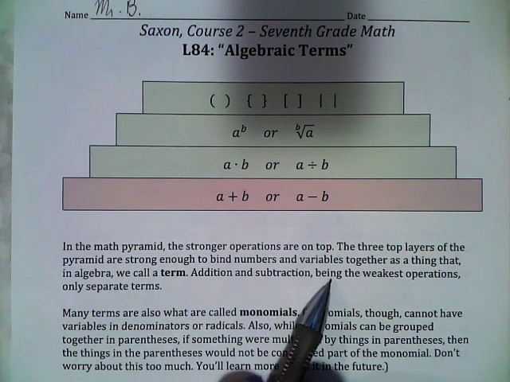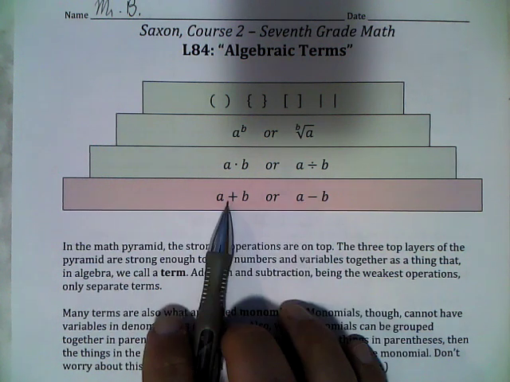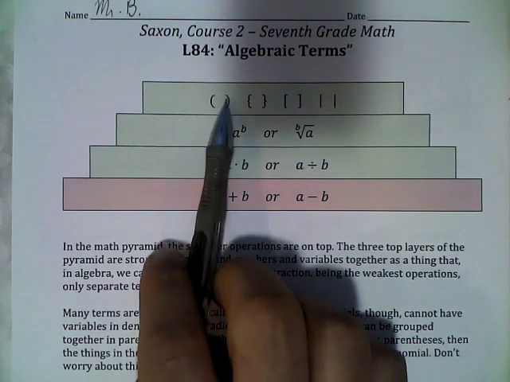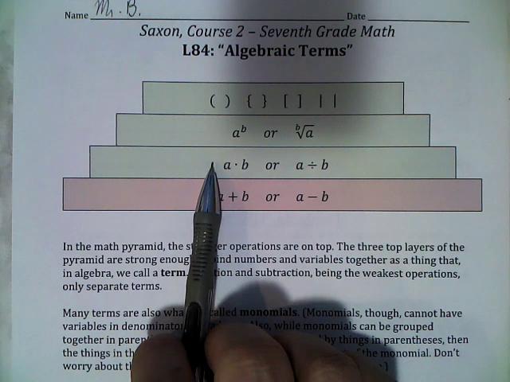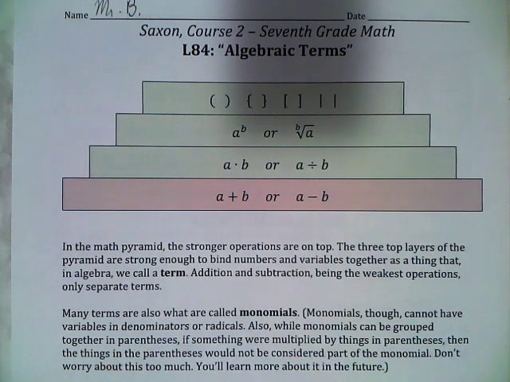Addition and subtraction, being the weakest operations, only separate terms. So I have this in red for stop. So when you get to addition or subtraction, stop, that's the end of that term. So after the plus or the minus will be a new term. So the strongest operations bind them together as one term, but the weaker operations, addition and subtraction, separate them as terms.